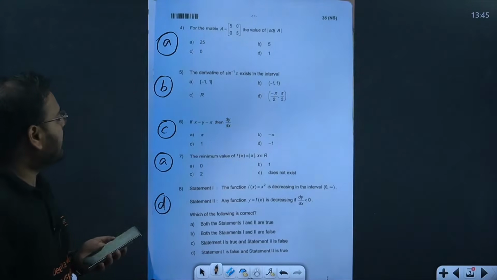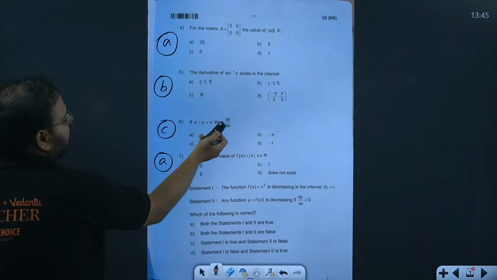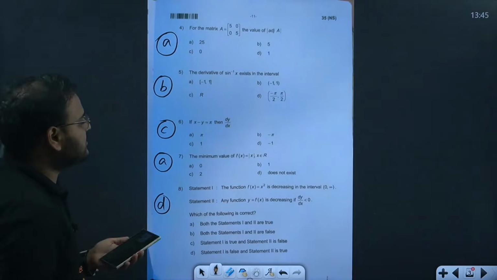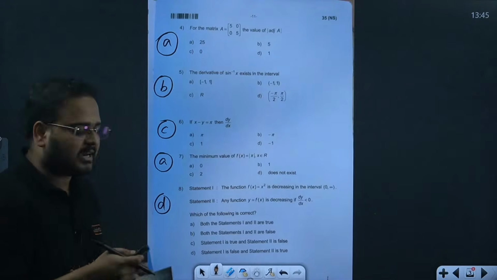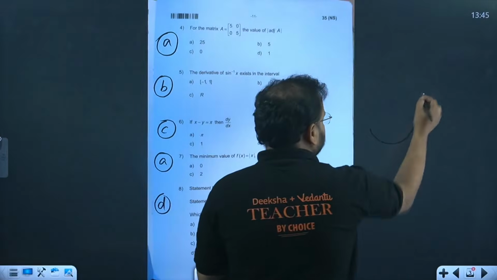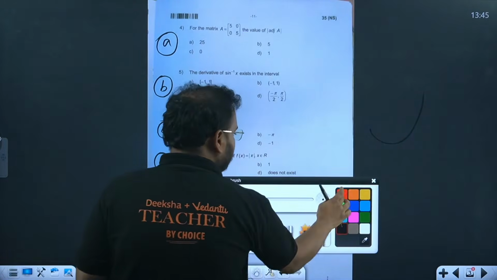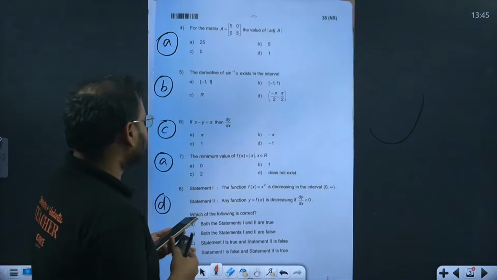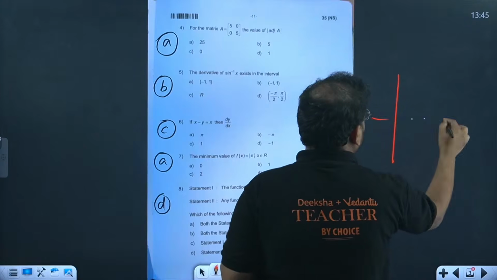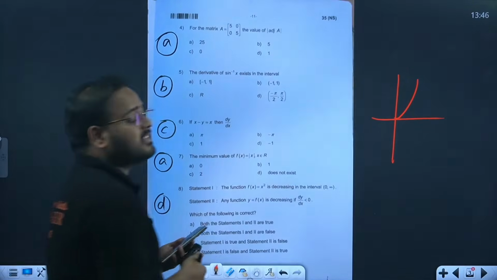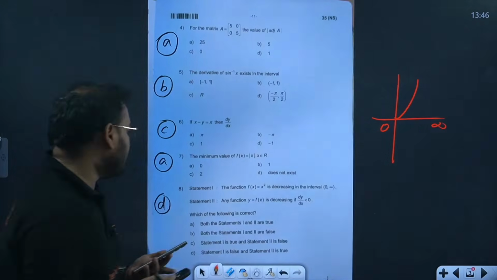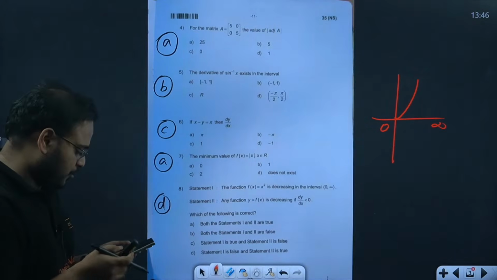Option B is correct. For this one, it is the simple derivative of x minus y. You get the answer as option C, 1. The 7th one is the modulus of x. The minimum value exists at 0. And for the statement question, if you differentiate, check here. The function y equal to x square is this function, right? If you go like this, the function is increasing in nature from 0 to infinity, not decreasing. So the answer will be: first one false and second one of course true.